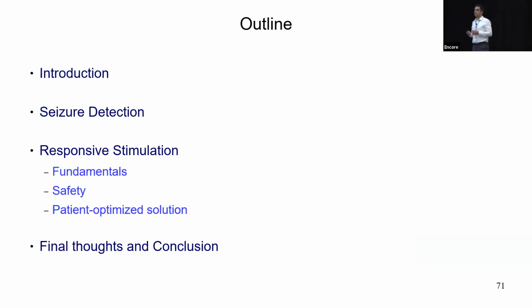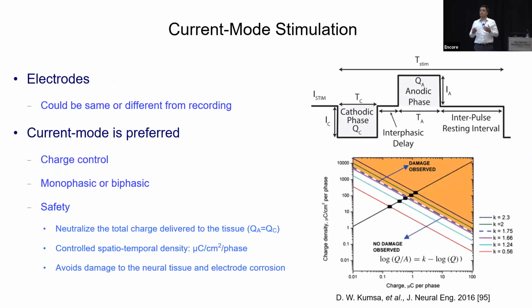Towards the end of my talk, I'm going to go back to responsive stimulation and have a short discussion on safety and patient-optimized stimulation. For stimulation, we can use the same electrodes that we use for recording, or it could be performed on different electrodes. In terms of mode, it could be current mode or voltage mode, using current pulses or voltage pulses. Current mode is generally much more preferred because it allows us to have precise control of the charge being injected into the tissue, no matter how much the tissue-electrode interface impedance changes.